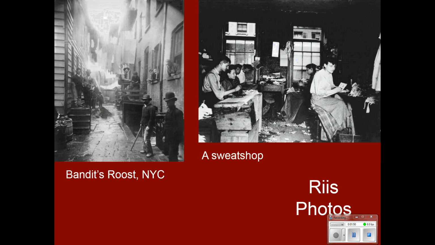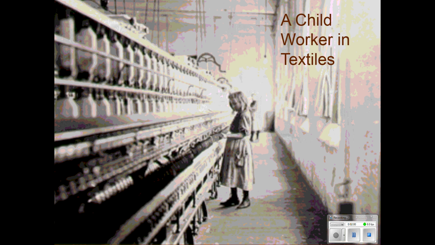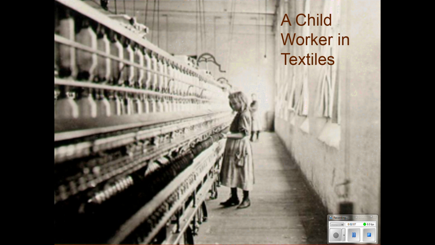A sweatshop is an area where people work for very low wages, usually in the textile industry. And child labor was extremely common. You found it especially in the South. North Carolina was a center for the textile industry. And once the textiles were produced, the next step would often be done by sweatshop workers in cities such as New York.